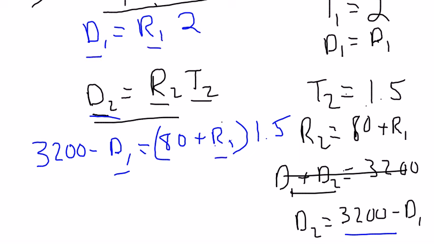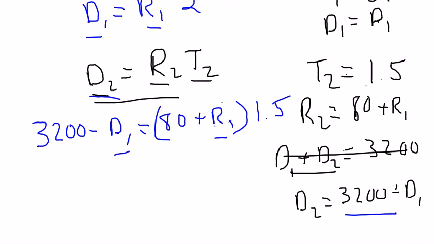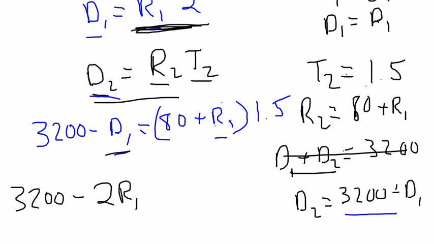So now I have 2 unknowns and 2 equations. I can use elimination or substitution to solve this. I see substitution real easy for this problem right now. I'm going to take this and put it in for D1. So 3,200 minus 2 times R1 equals 120 plus 1.5. Should have used a different color, just so it sticks out here. Equals, so what I'm doing is rainbowing. So 1.5 times 80 is 120. 1.5 times R1.